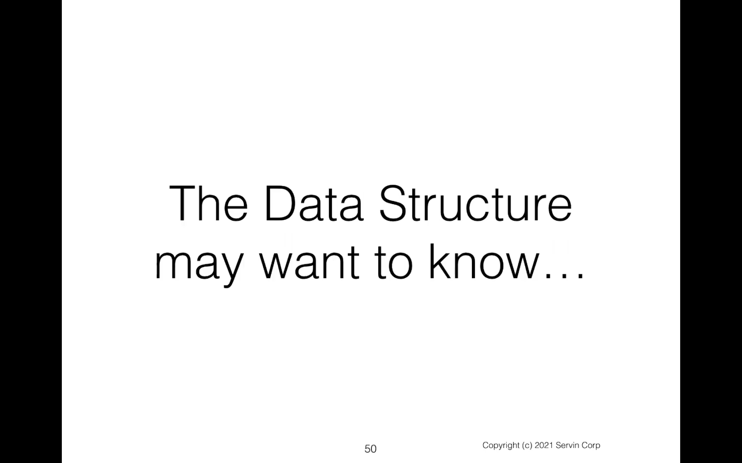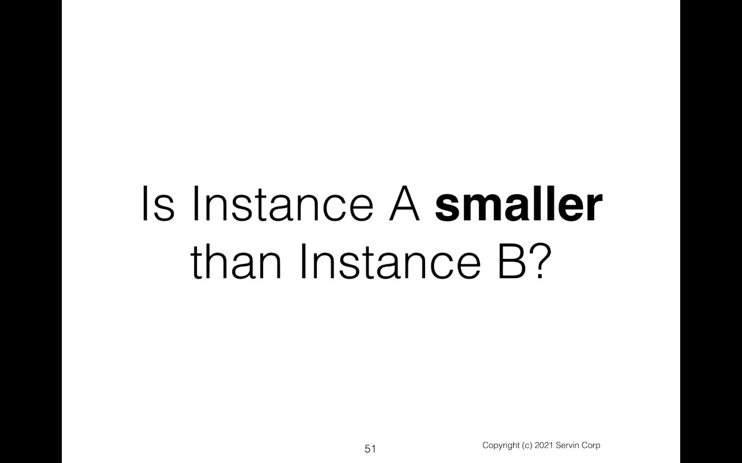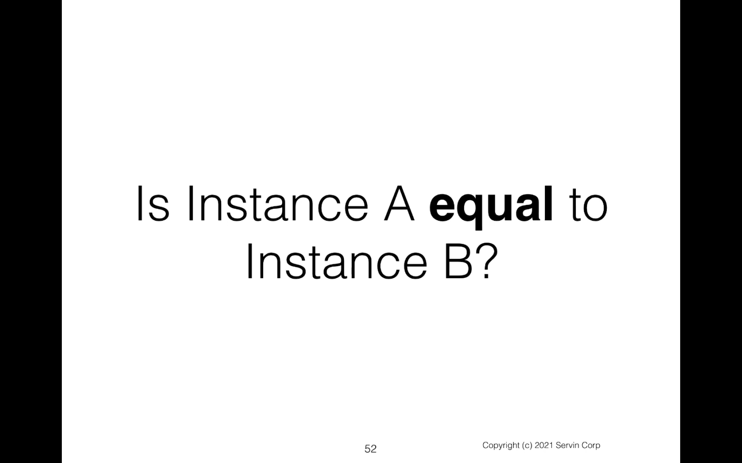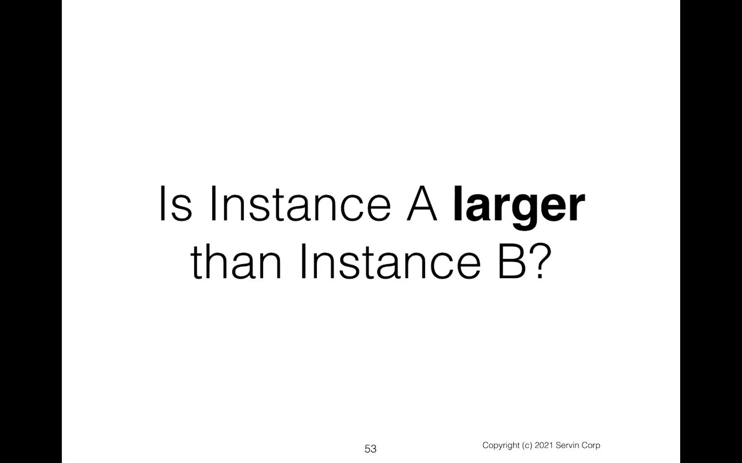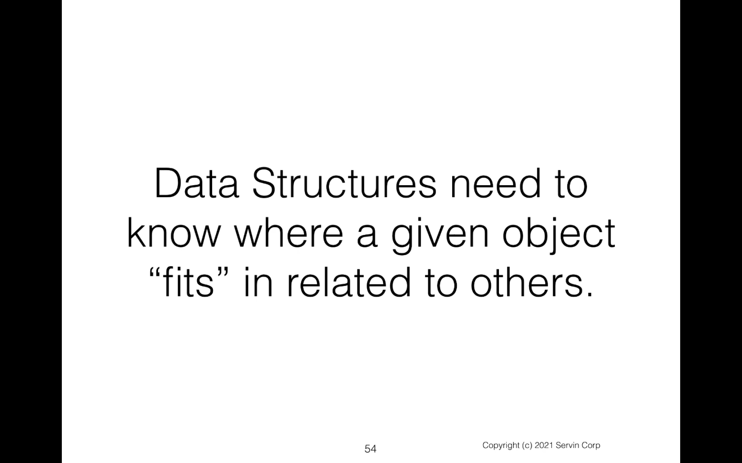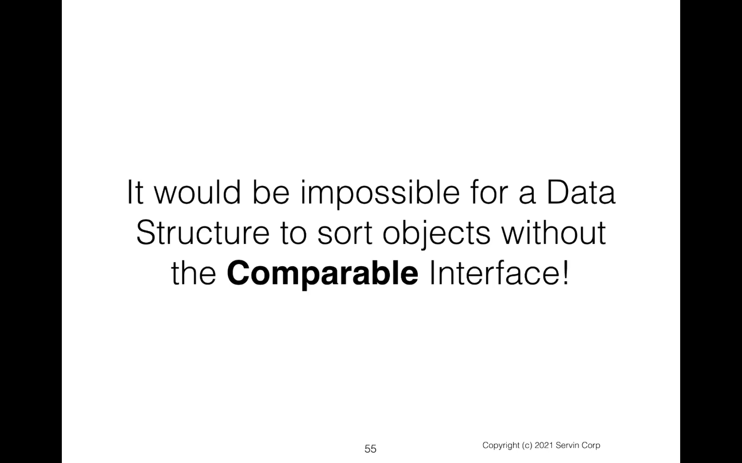The data structure may want to know, is instance A smaller than instance B? Or is instance A equal to instance B? Or is instance A larger than instance B? Data structures need to know where a given object fits in relation to the others. It would be impossible for a data structure to sort objects without the comparable interface.